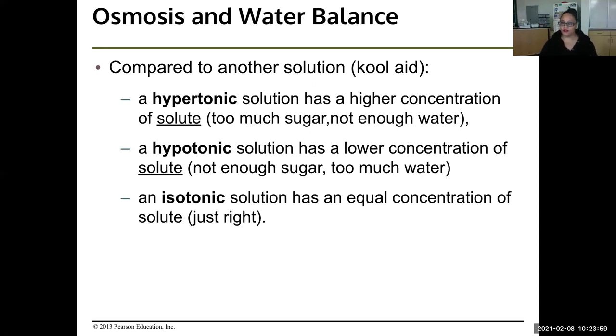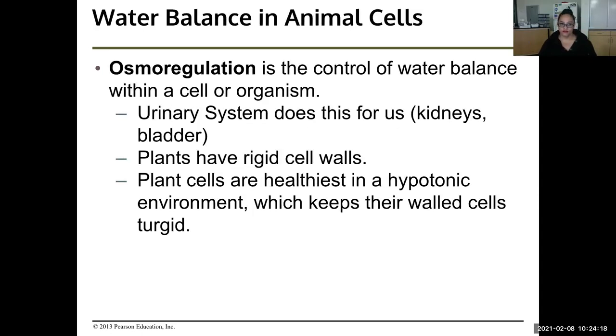So we can apply these concepts to actual scientific solutions. Osmosis plays a huge role in water balance in living things. Osmoregulation is the control of water balance within a cell or an organism. In our bodies, we have our urinary system, our kidneys, our bladder. If you drink a lot of water, what do you have to do? You have to pee a lot. That's your body working to get rid of excess water.